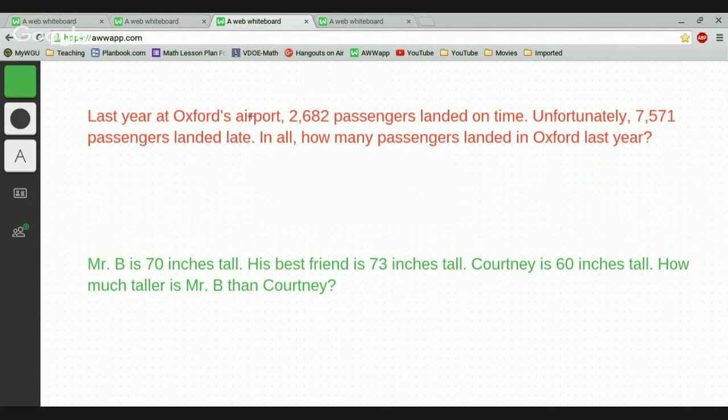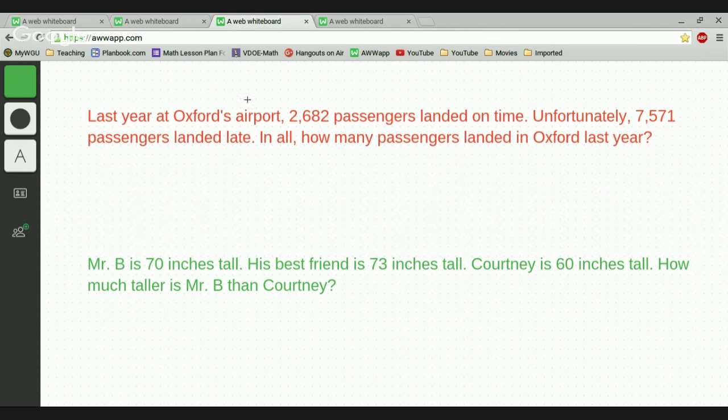Last year at Oxford's airport, 2,682 passengers landed on time. Unfortunately, 7,581 passengers landed late. In all, how many passengers landed in Oxford last year? So I've read it once. Let's go back and read it again.